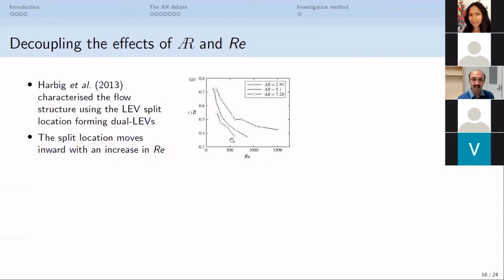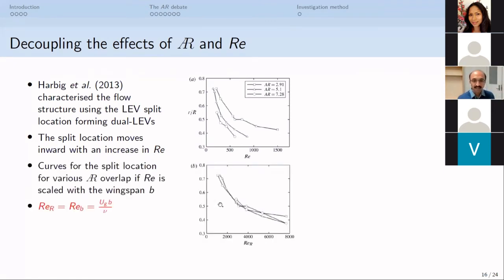So this means that the split happens at different points if we choose different aspect ratios. Now, what he did is he tried to rescale the Reynolds number using the wing span instead of the wing chord as the length scale. And then he observed that all of these three curves collapse approximately on a single curve. So what this means is, if we choose any span-based Reynolds number, then all of these wings split at the same location. So they should have a similar vortex structure.